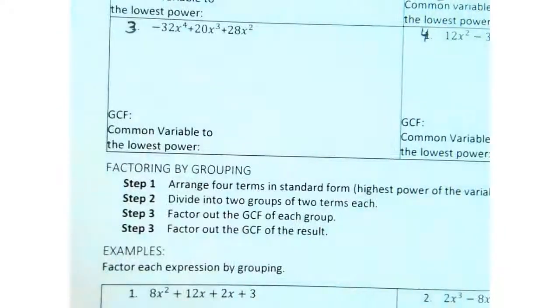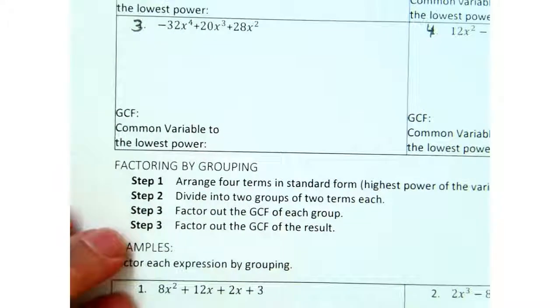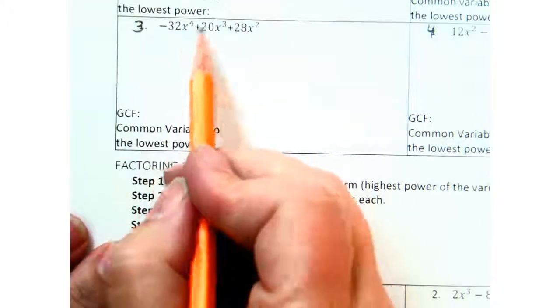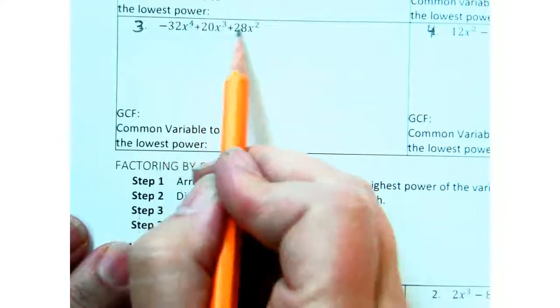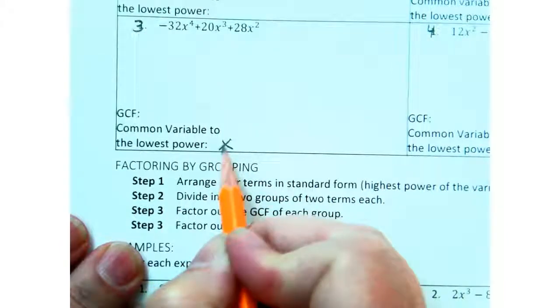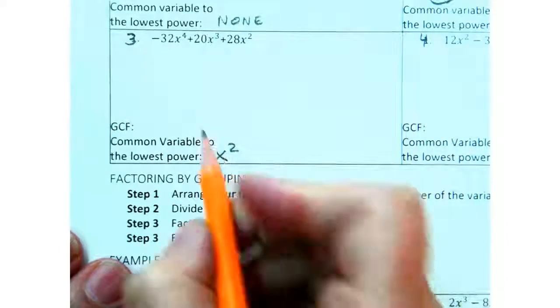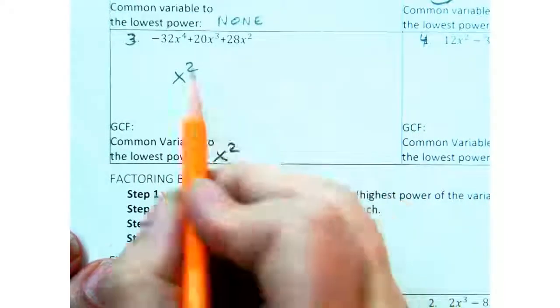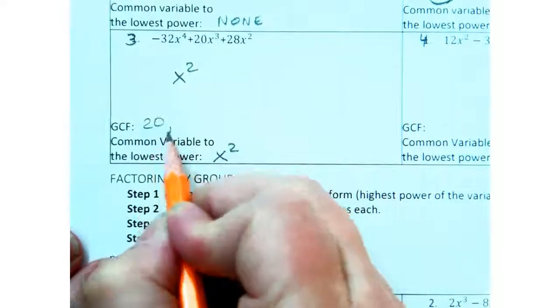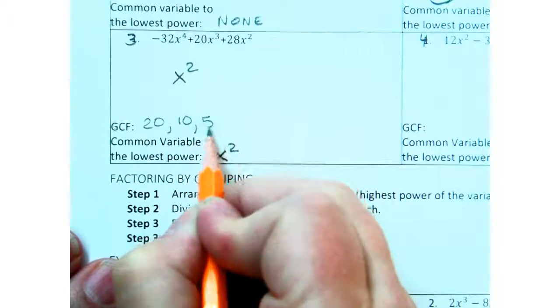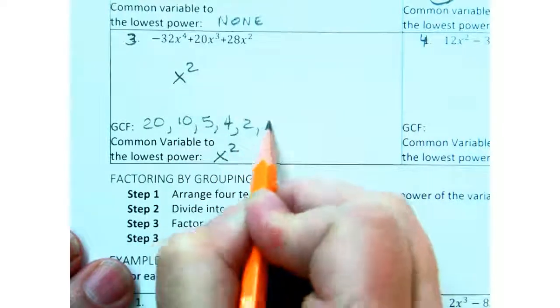In the next example, there is a common variable. To handle this, we look for the smallest power of the variable. It is x squared. X squared will be part of the greatest common factor. Now the smallest number is 20. The factors of 20 are 20, 10, 5, 4, 2, and 1.